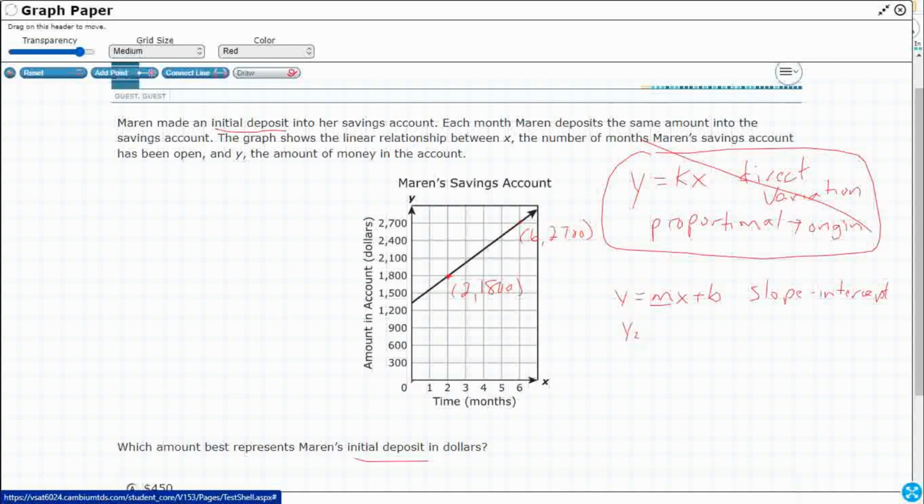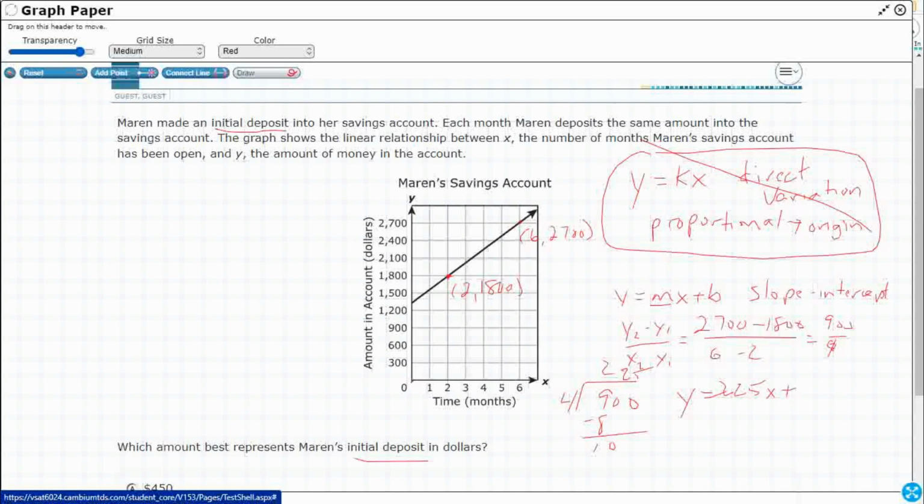So then we could do our slope if we wanted to. That's our change in y, let's rise over run, change in x. So our y is going to be 2700 minus 1800, which is 900. Change in x is going to be 6 minus 2, which is 4. So that's 900 over 4. What is 900 divided by 4? That's going to be 225. So she's putting in 225 bucks a month.